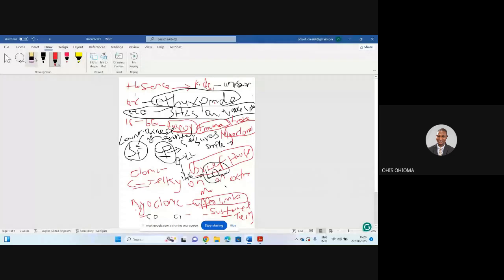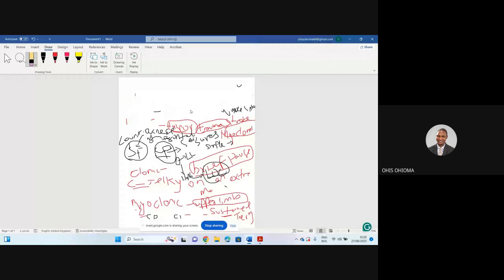A focal seizure basically is affecting just a region of the brain. It can be any lobe, just a particular lobe. It's not affecting the whole brain, right? So I drew this as an example to illustrate what I was trying to say. So this is the brain, right?